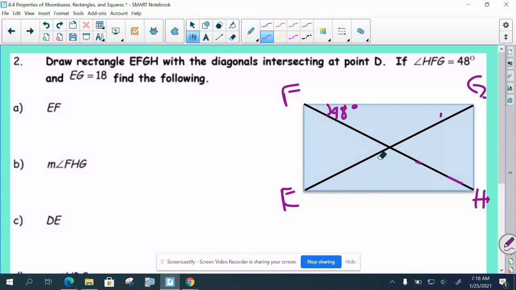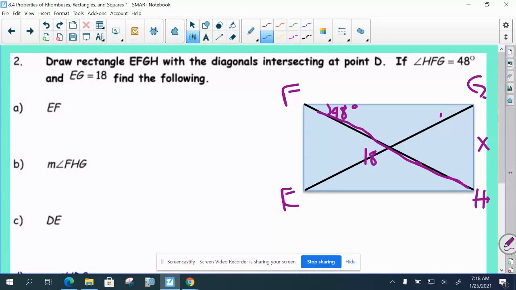We have EG, this hypotenuse here is 18, which also means that this one is 18. So they're both 18, the diagonals, which also would be the hypotenuse of this right triangle here. And we want to find EF. So if this is 18, and we're trying to find EF, that would be the same thing as GH.